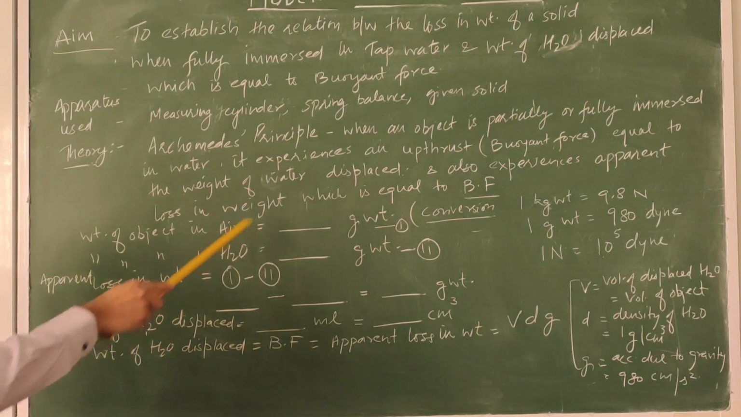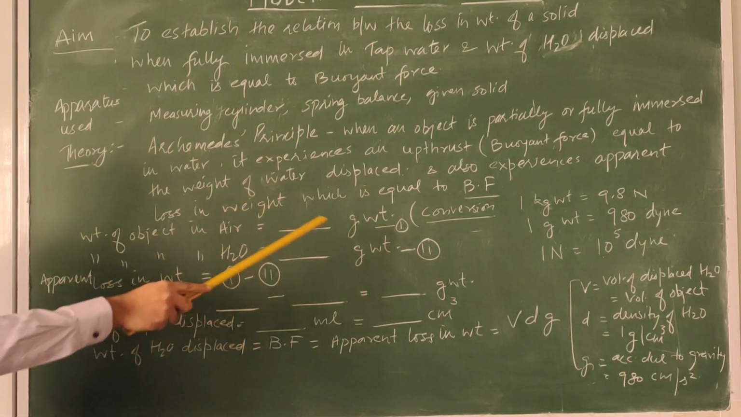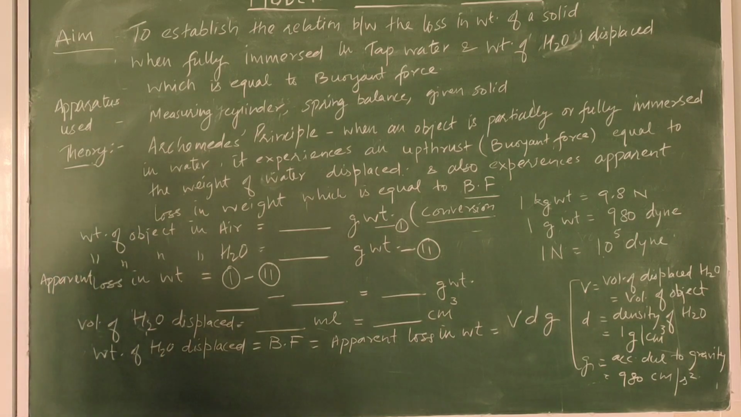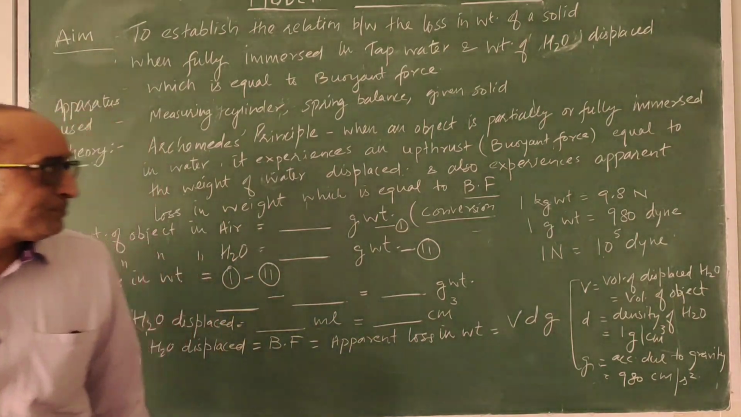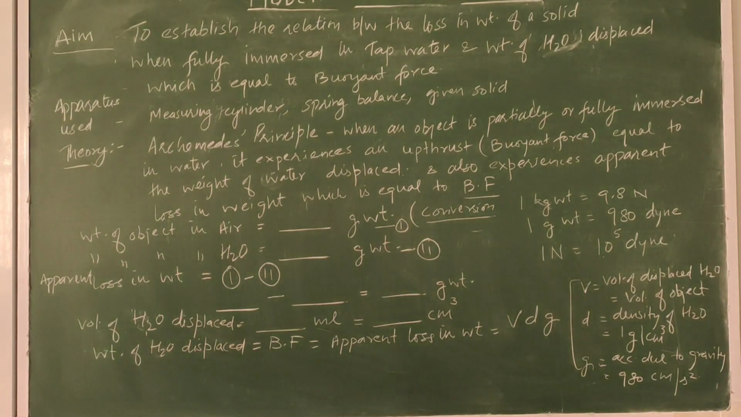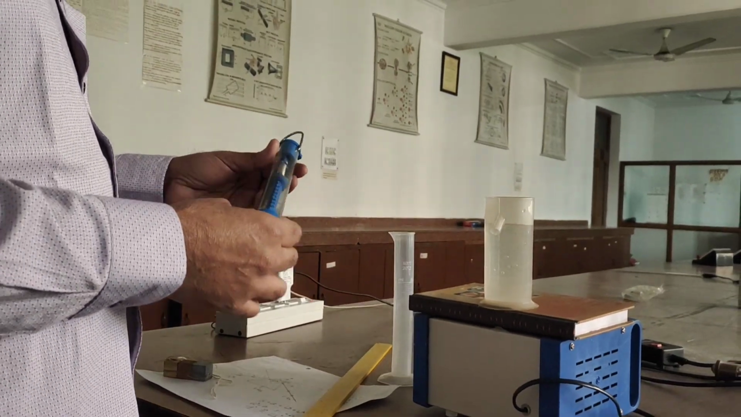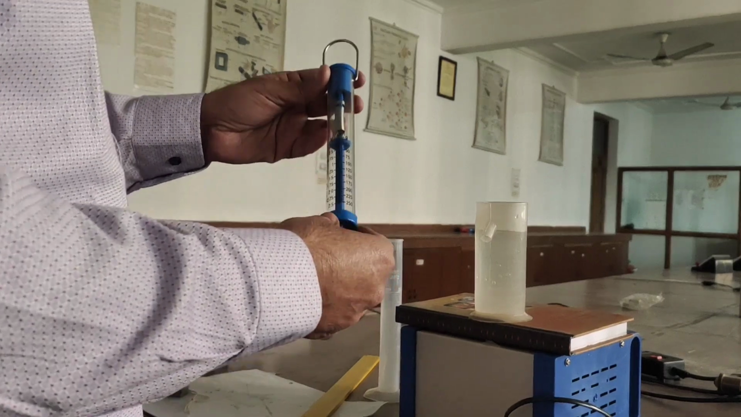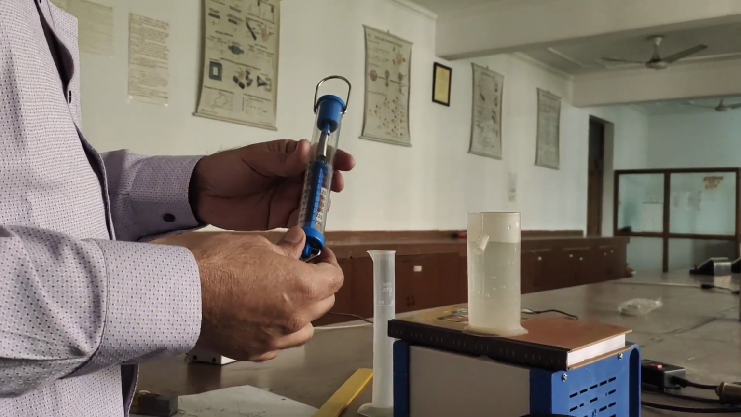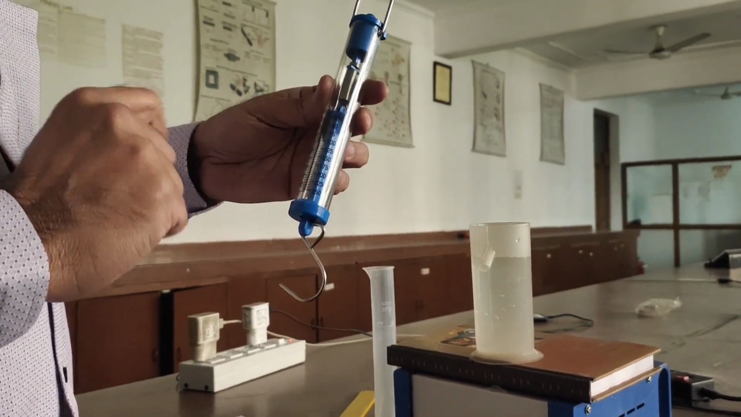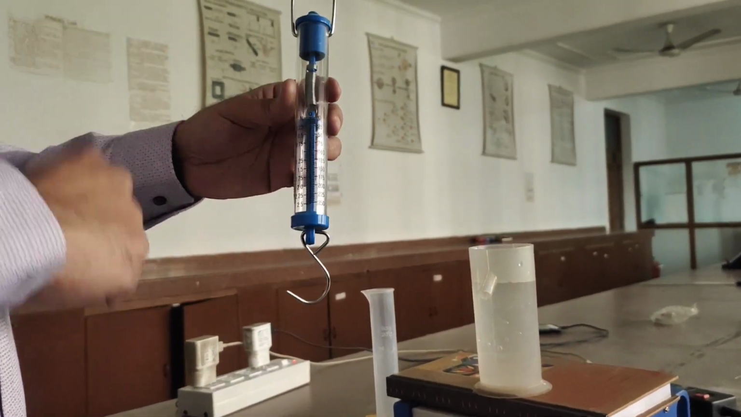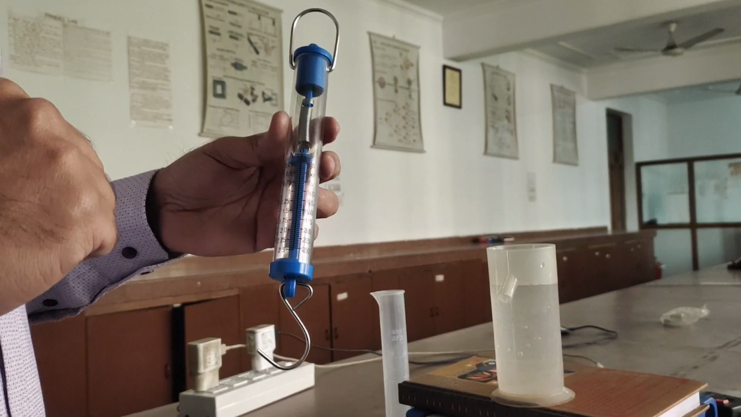Now we have to fill up the readings in this setup. So for that we are moving on to the table. Okay students, this is our spring balance as I showed you. Now it is going to be used for measuring the weight of the object.